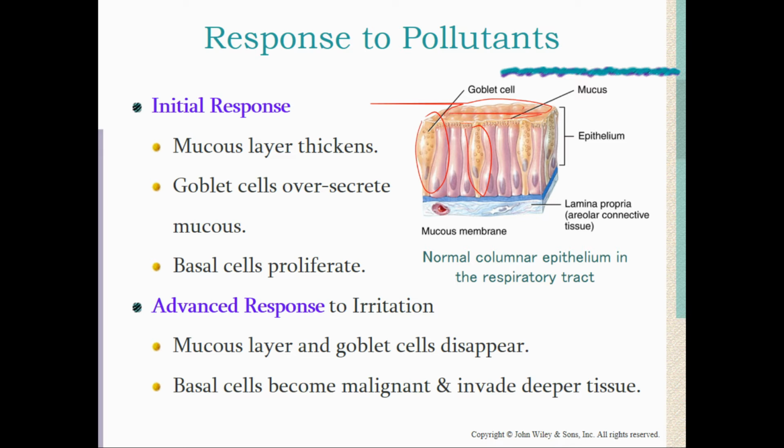A lot of times when you go to the doctor and they listen to you breathe, they're listening for what they call a rattle in your breath, and that is the fluid in your lungs causing the air to vibrate as it passes over, and that's what causes that rattle in the lungs. Then, after the initial response, we have the advanced response to an irritation. The mucus layer and goblet cells will disappear. The basal cells become malignant and invade deeper tissue.